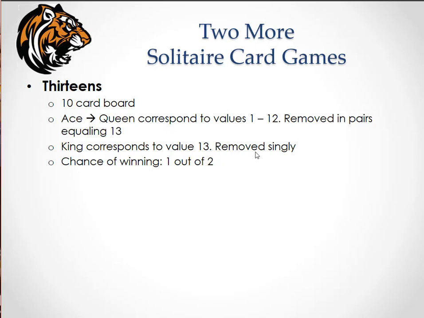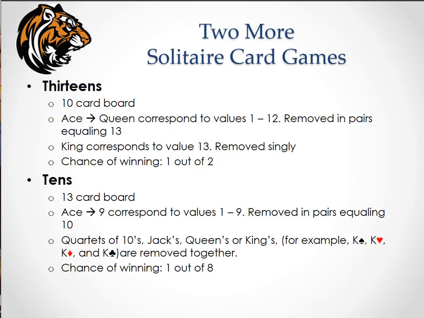Okay. In addition to the game 13s, we're also going to create a game called 10s. 10s is a solitaire card game that has 13 cards on the board. The cards ace through 9 correspond to their expected point values of 1 through 9. And those cards can be removed in pairs that equal the value 10. However, you can also in this game remove 10s, jacks, queens, and kings if you have 4 of a kind, meaning a quartet of 10s or a quartet of jacks or kings or queens.